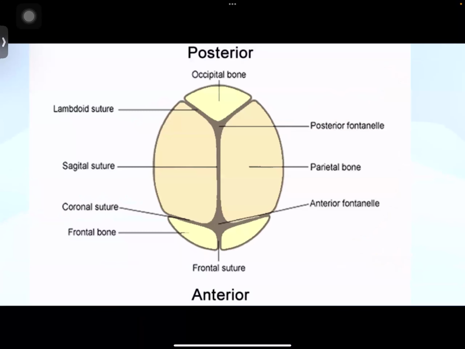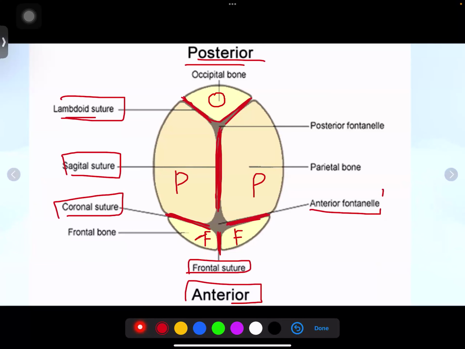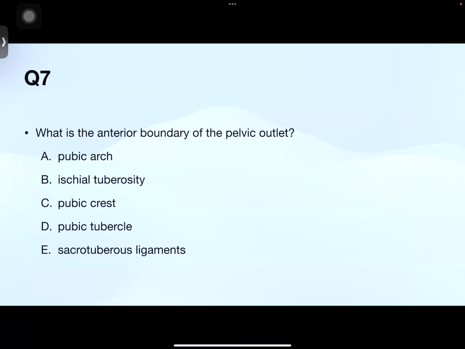So the fetal skull is very, very important, even for these fontanelles. They are important. The anterior fontanelle is present at the junction of the parietal bones and frontal bones, and the posterior fontanelle is present at the junction of the sagittal suture and lambdoid suture, basically. So these two fontanelles are also very important.